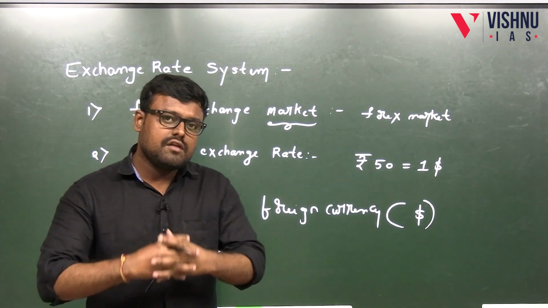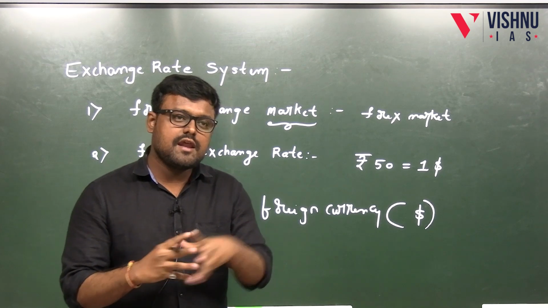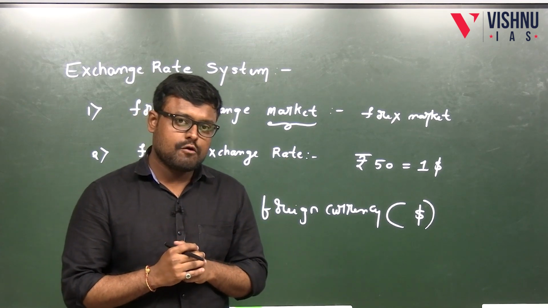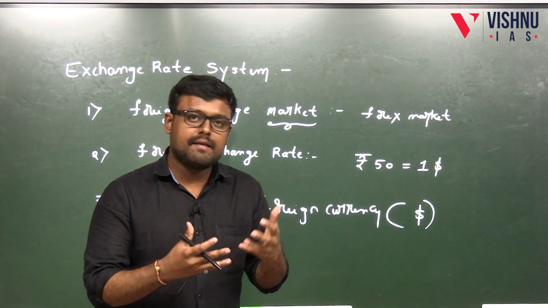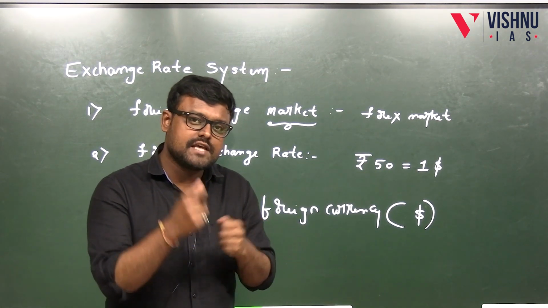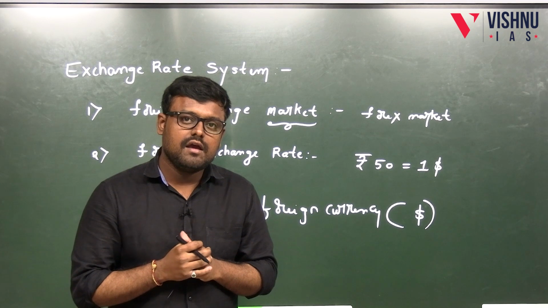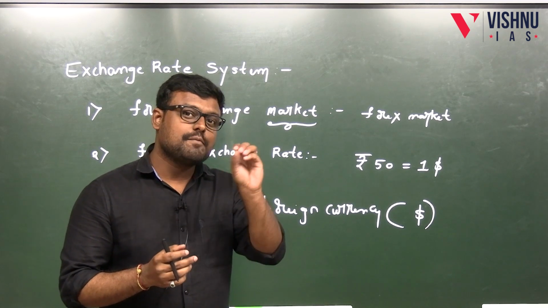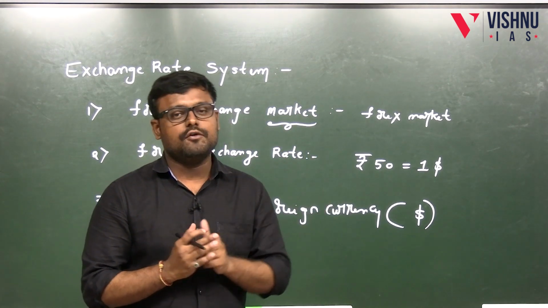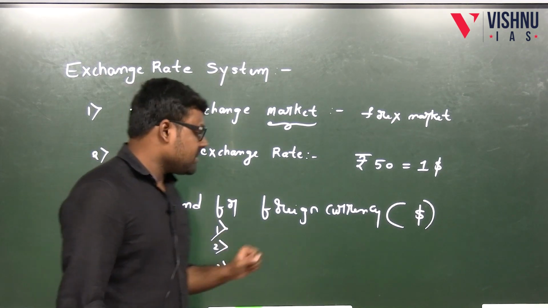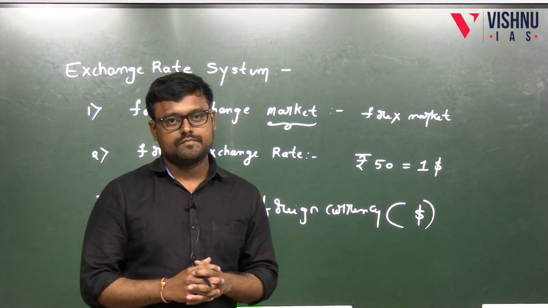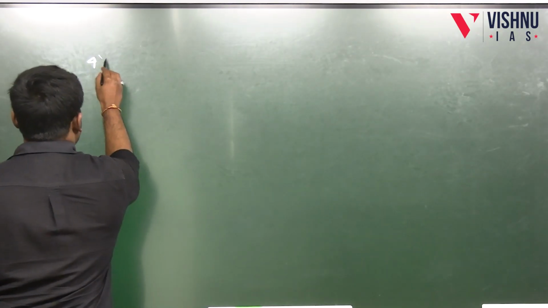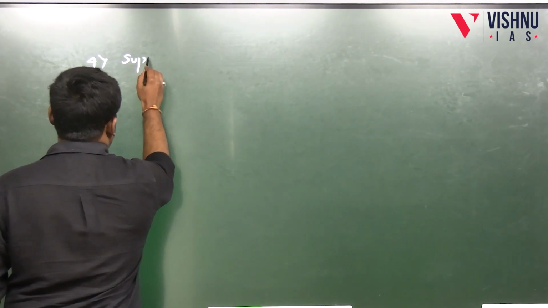Next. Suppose if an Indian wanted to invest in an USA company, he can only put dollars into that company. For example, if he want to purchase the shares of the company, he can purchase shares by giving dollars to that company only. So this will create demand for the foreign currency, demand for the dollars, right? So next is supply of foreign currency.